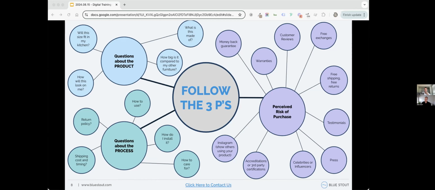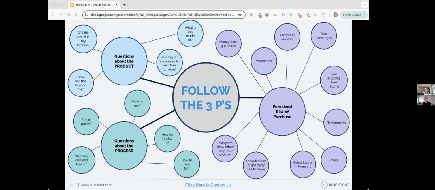And then finally, what we call perceived risk of purchase. The reason why we call this perceived risk is because at the end of the day, you know there's no risk to buying your product. You back it up. You love your product. You know it's good. You know it's high quality. But for a first-time buyer, they don't. And so there's always going to be a level of perceived risk with any first purchase you make, and the higher the price point, the higher level of perceived risk.